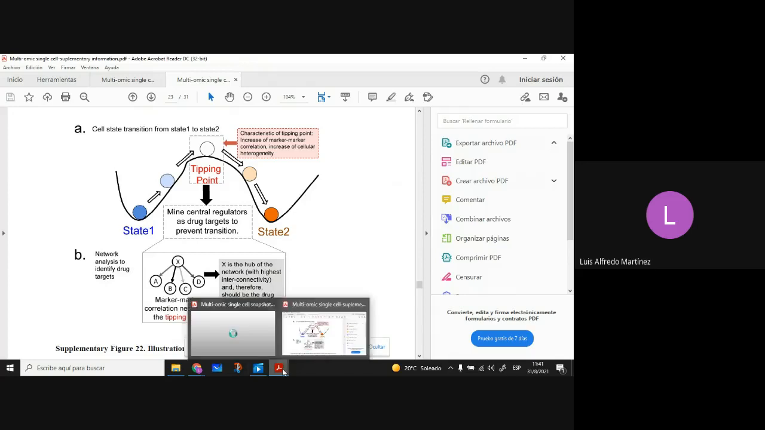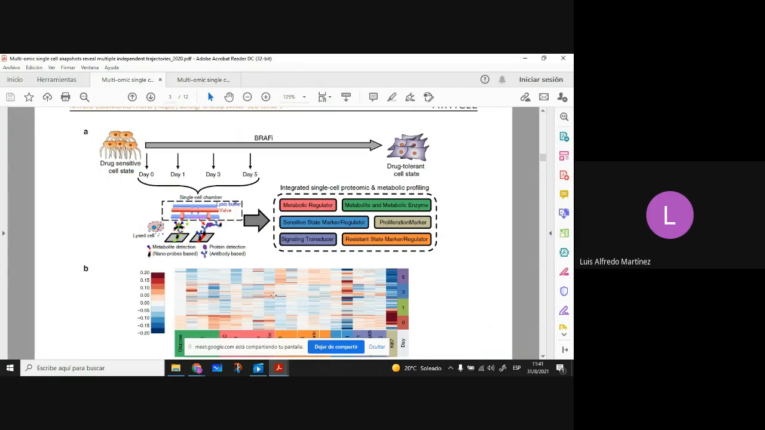The result is here. In Figure 1A, they characterize drug adaptation in individual melanoma cells. Day zero corresponds to the control cells, and days 1, 3, and 5 correspond to drug treatment. The cellular states go from the drug-sensitive cell state here to the drug-tolerant cell state. Detection corresponds to metabolic detection and protein detection in the single-cell chamber on the microfluidic device.